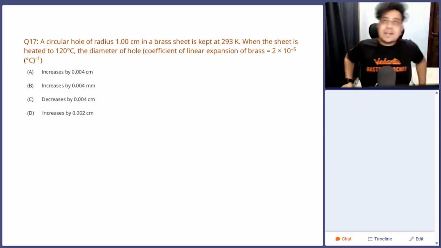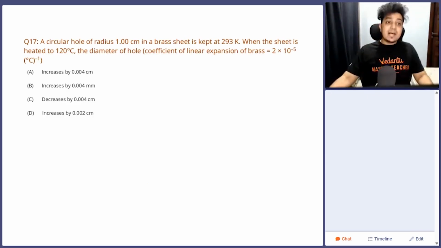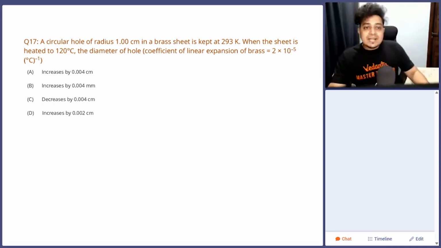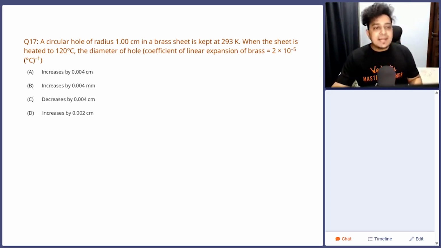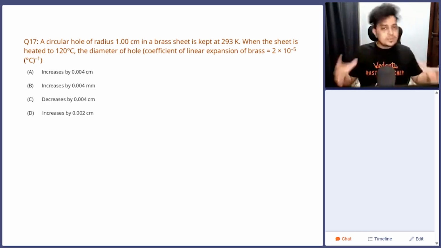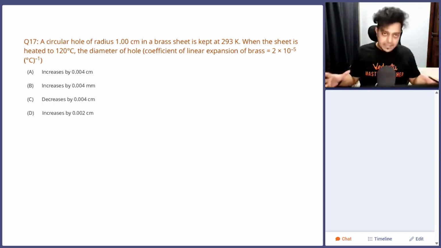A circular hole of radius 1 centimeter in a brass sheet is kept at 293 Kelvin. When the sheet is heated to 120 degrees Celsius, the diameter of the hole, considering the coefficient of linear expansion to be 2 into 10 raised to minus 2, will increase by or decrease by. First of all, the sheet is being heated, so the sheet will expand and the hole will also expand. It's like a photographic expansion: everything will increase in proportion. If uniformly heated, proportions will remain the same.